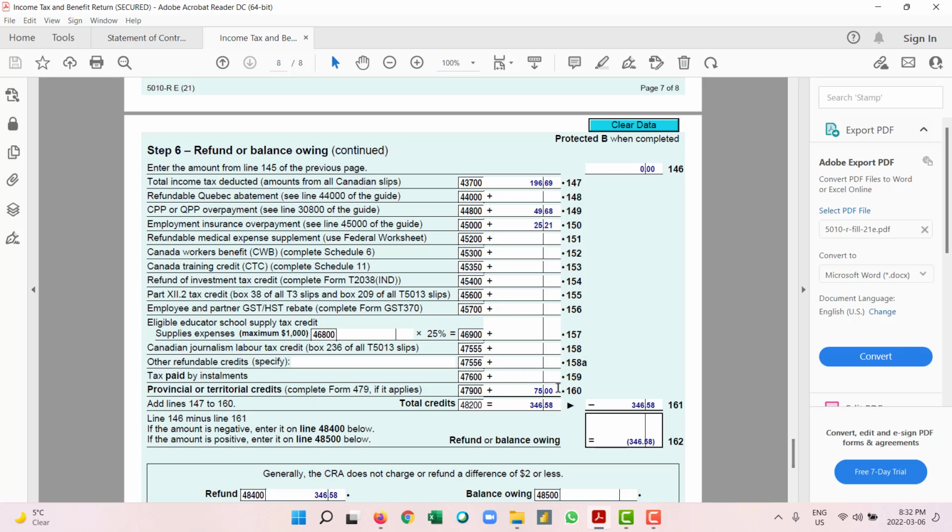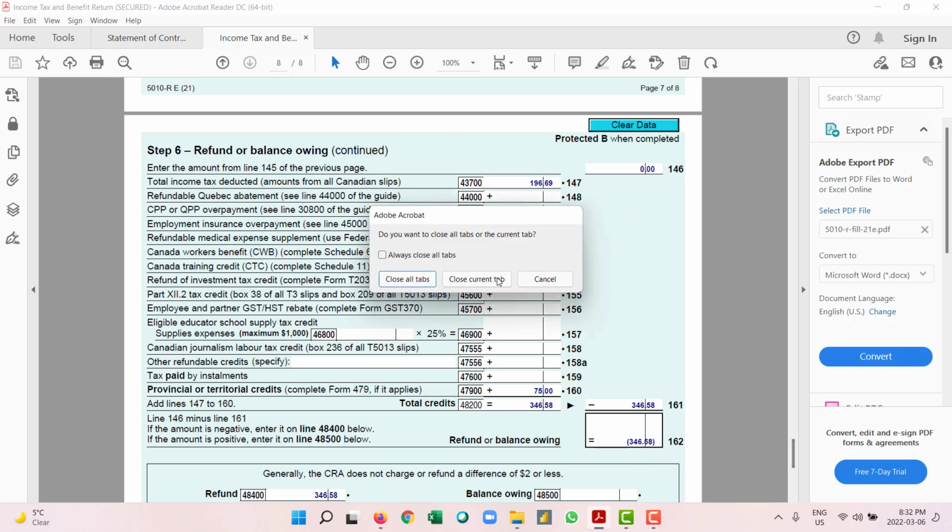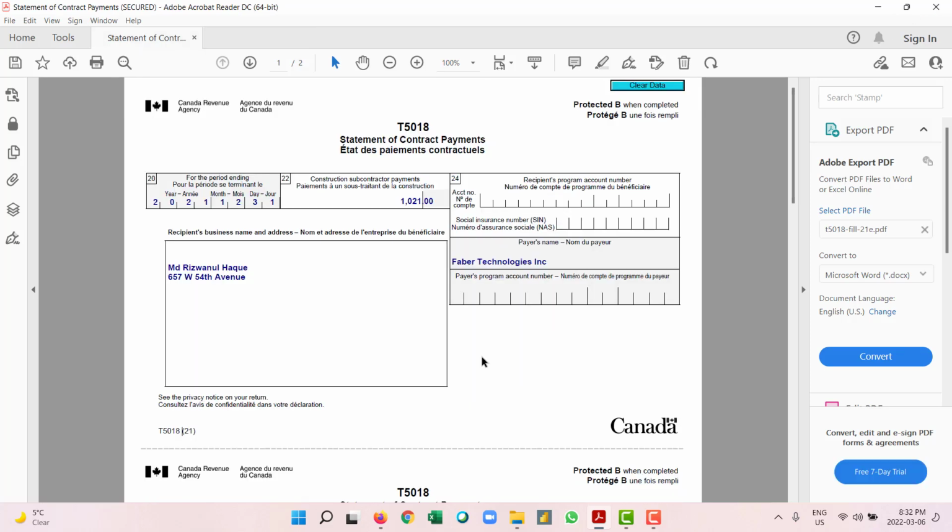because my income is too low and I can get a maximum of $346.58. So if I had an income such as $50,000 or $60,000 a year, then deducting $100 of vehicle expense can actually help me. But if you have a low income, then deducting a lot of things does not help you at all. Minus 346 means you will get that amount. Okay, this current tab.